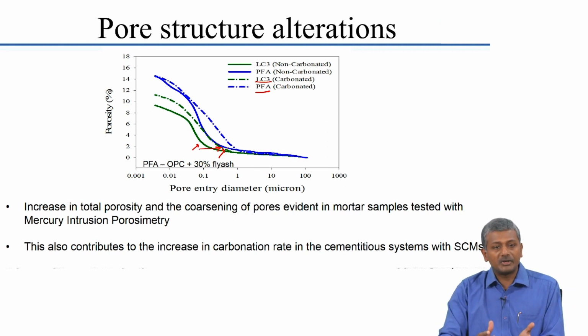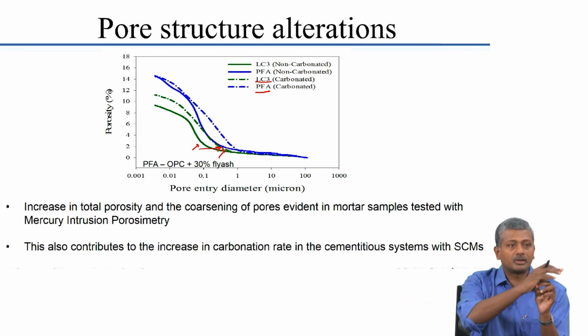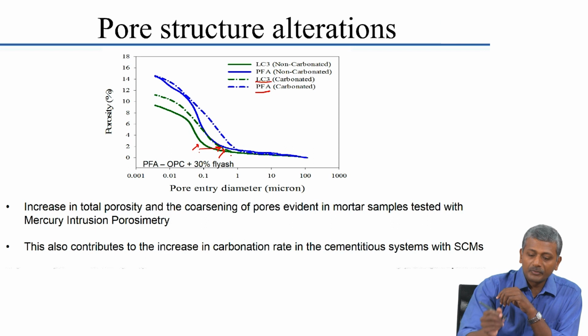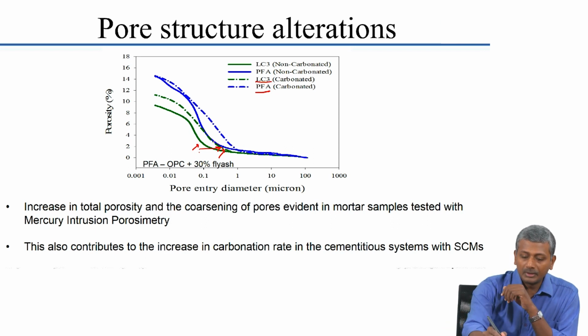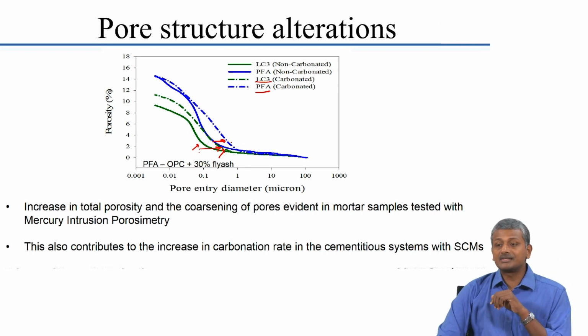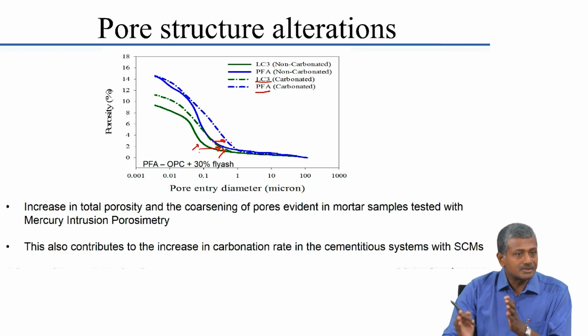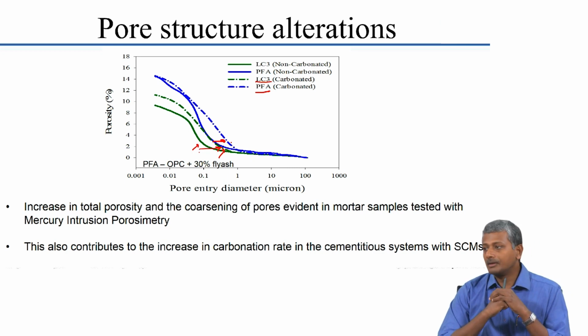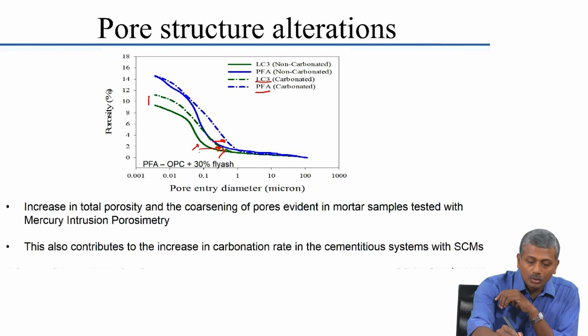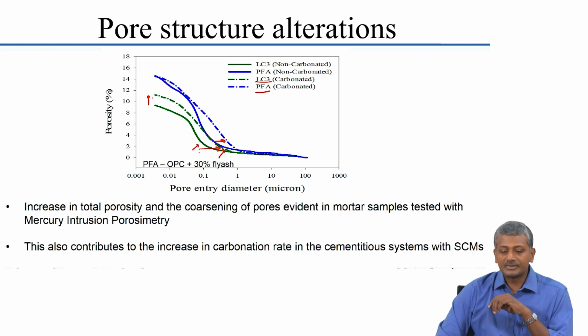The threshold diameter, which is basically the critical diameter beyond which a lot of intrusion of mercury occurs, has been increased upon carbonation, and both fly ash based systems and the LC3 based systems are showing that increase in the threshold diameter, and also there is an increase in the total porosity in the LC3 system that you see here after carbonation.